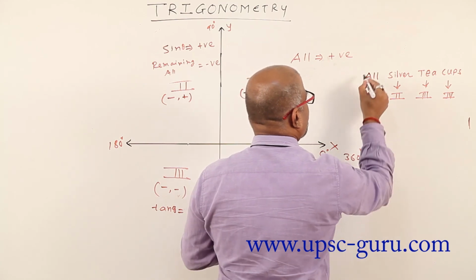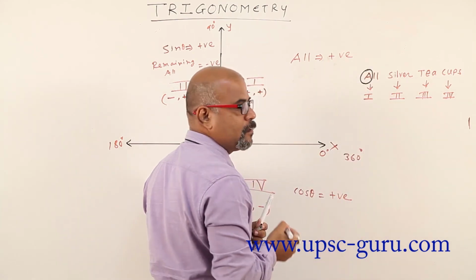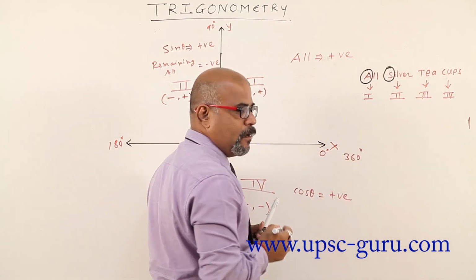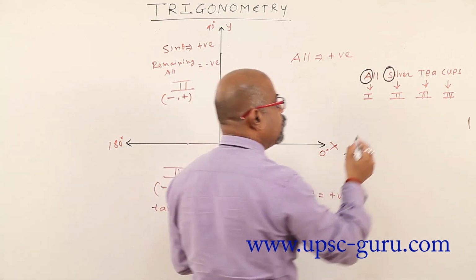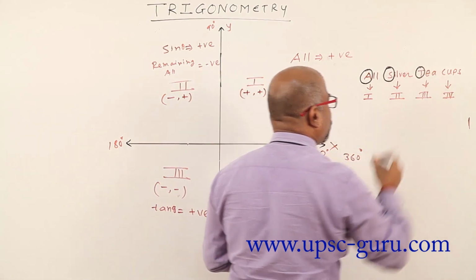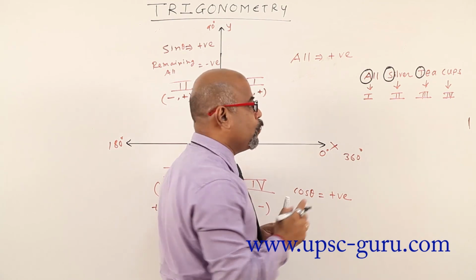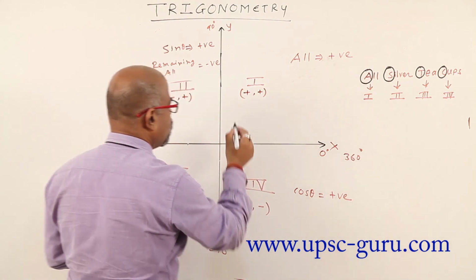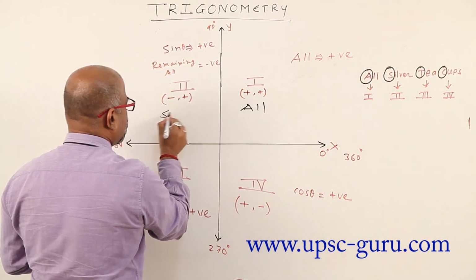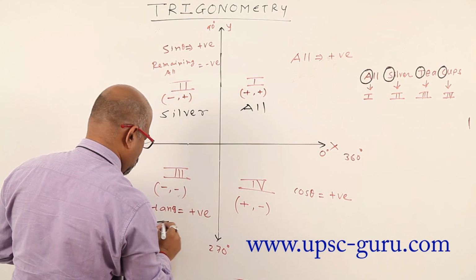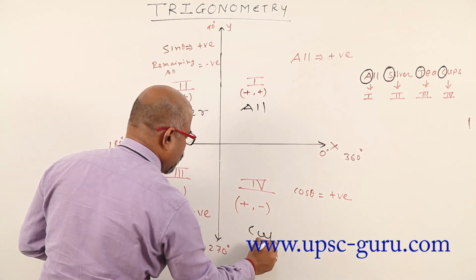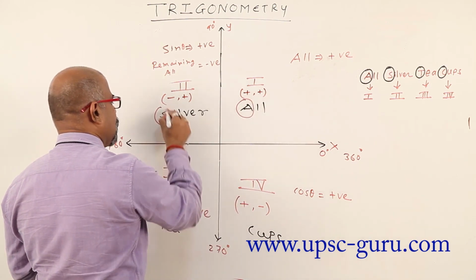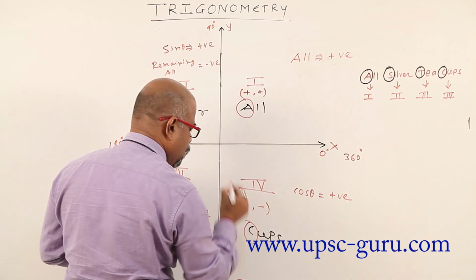Remember the first letter: in the first quadrant, A means all are positive. Second quadrant, S, that is sine and cosec are positive. Third quadrant, T, that is tan and cot are positive. And in the fourth quadrant, C, that is cos and sec are positive. Remember it like this: All Silver Tea Cups. All trigonometric ratios are positive, sine positive, tan positive and cos positive.